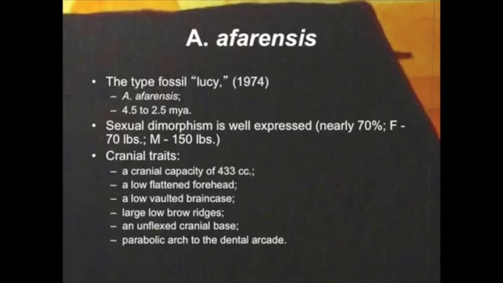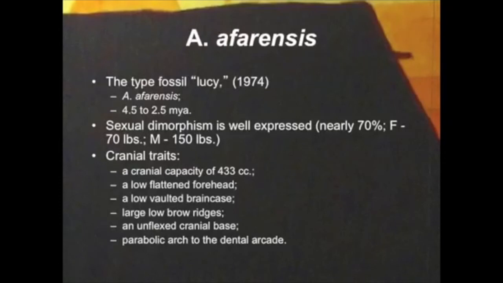Composite estimates of brain sizes for the afarensis material are projected at or around 430 to 433 cubic centimeters on average. The cranium in this case was characterized by the presence of a good amount of facial projection or prognathism, a low flattened forehead, a low vault to the brain case, large brow ridges, and an unflexed cranial base.